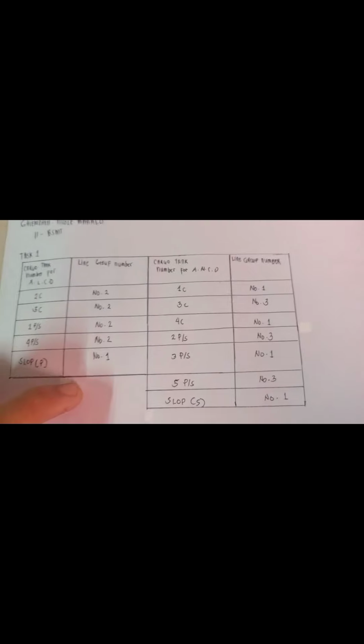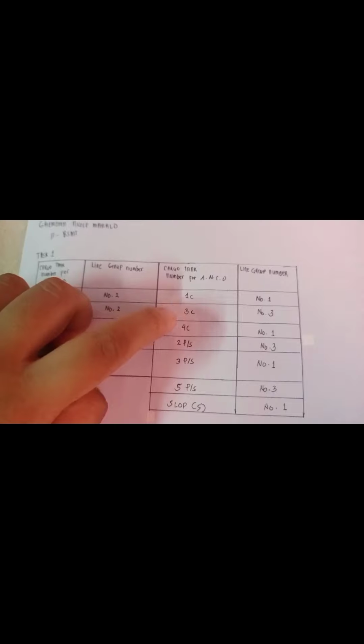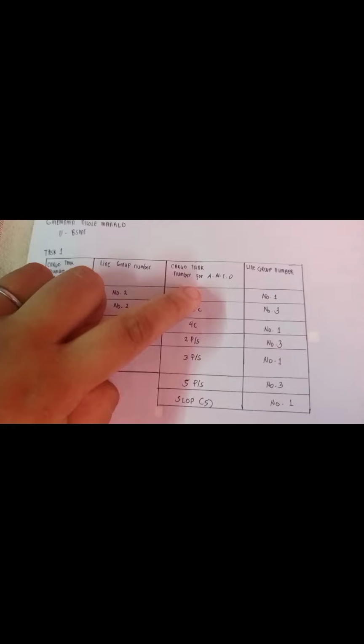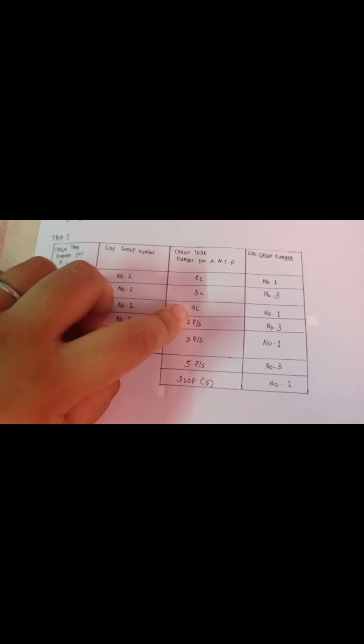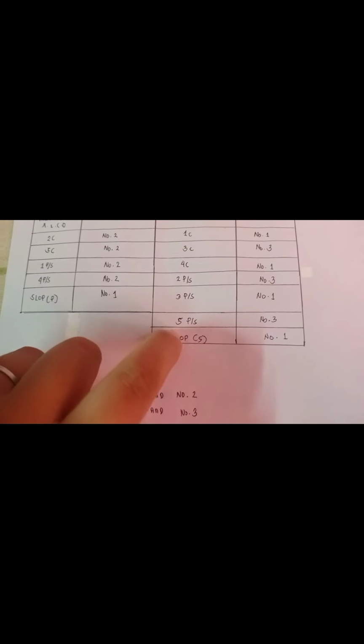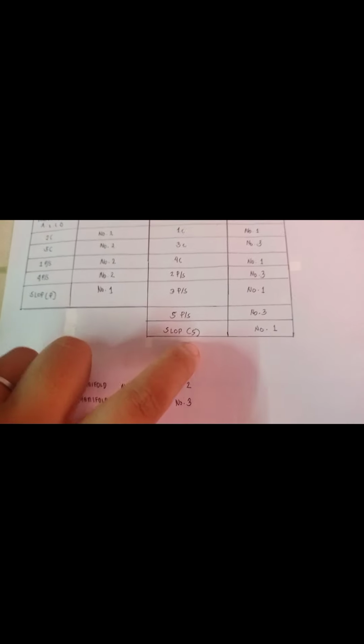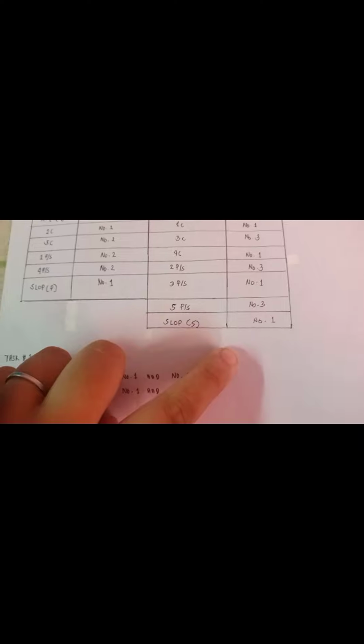For our cargo tank number for AMCO, we have 1C, line group number 3. We have 3C, line group number 3. Number 1 is 1C, rather. For number 3C, we have number 3. 4C, line group number 1. 2PS, we have line group number 3. 3PS, we have line group number 1. For 5BS, we have line group number 3, and slop S, we have line group number 1.